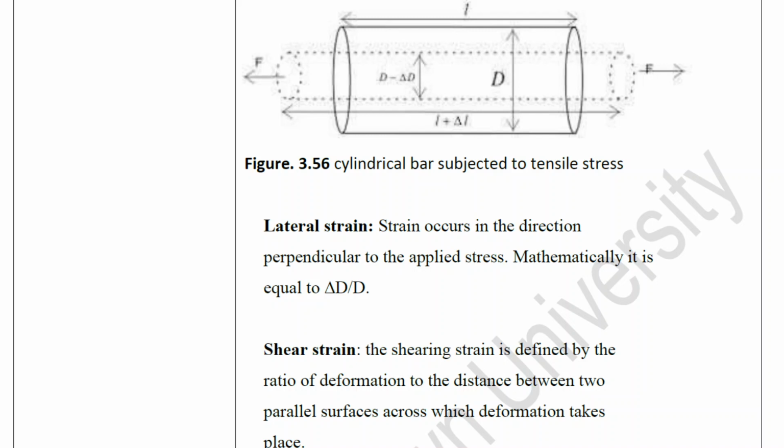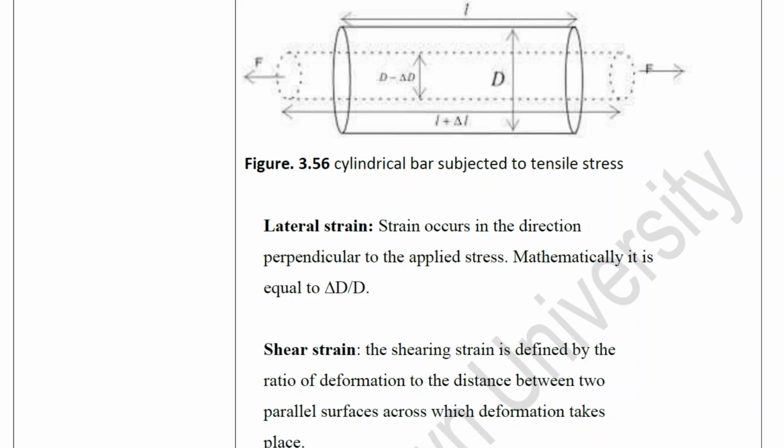Now we go to the next one, which is called shear strain. But before that, the lateral strain is mathematically equal to delta d divided by d. Delta d is the change in the lateral dimension, similar to delta L, and d is the overall dimension of the object or body.